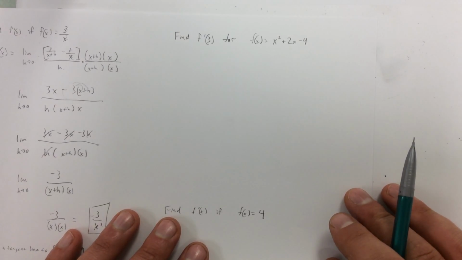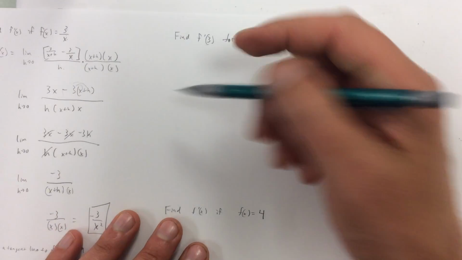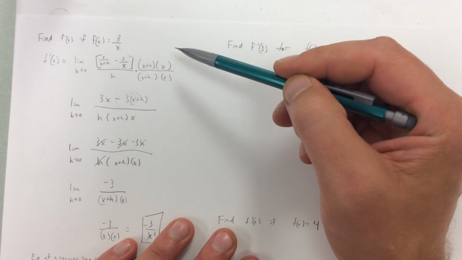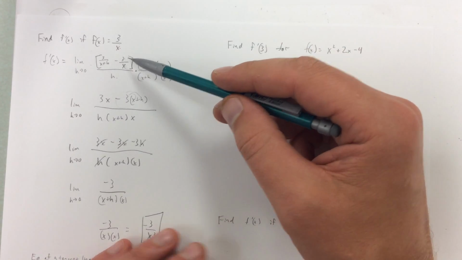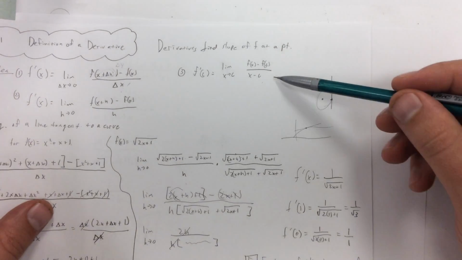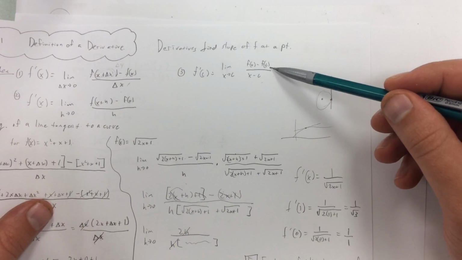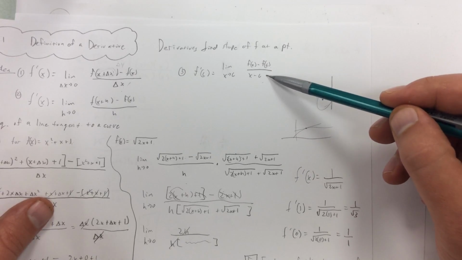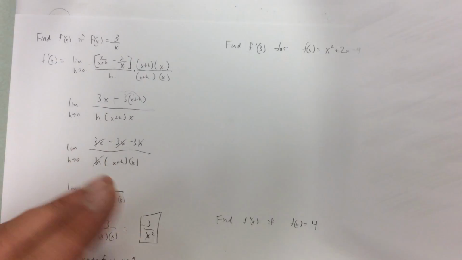Find f prime of 3 for x squared plus 2x minus 4. We are actually not going to use the x plus h definition. We're not going to use the delta x definition. We're going to use this one right here. Derivative to find the slope of f at a point. That's at a single point right there.